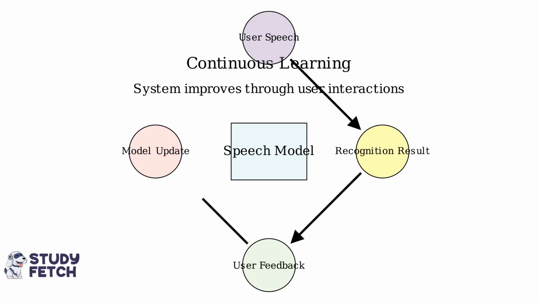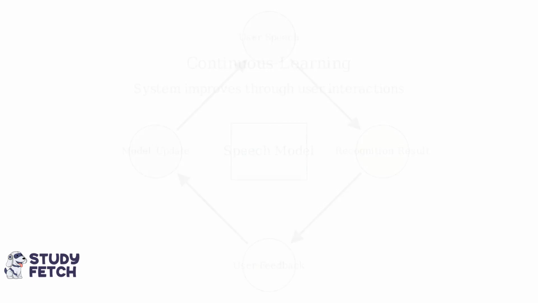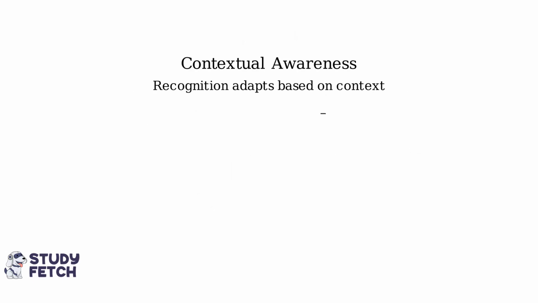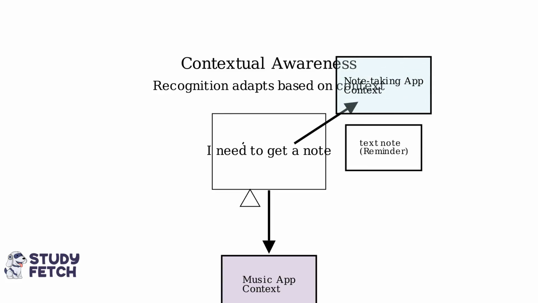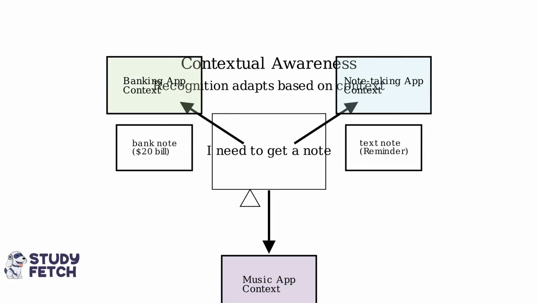The system constantly updates itself through a feedback loop, collecting your speech, producing recognition results, receiving feedback, and improving the model accordingly. Contextual awareness is another powerful feature of modern speech recognition. The system adjusts recognition based on device location, active applications, or previous conversations. For example, the phrase, "I need to get a note," would be interpreted differently depending on whether you're using a music app, a note-taking app, or a banking app.